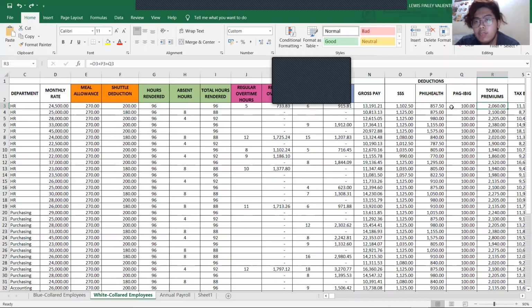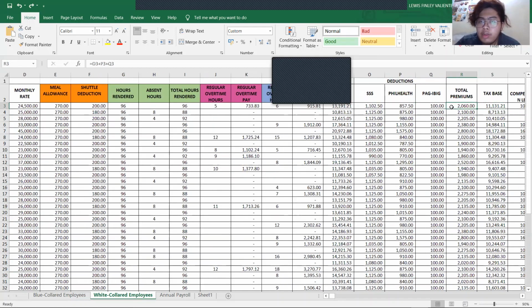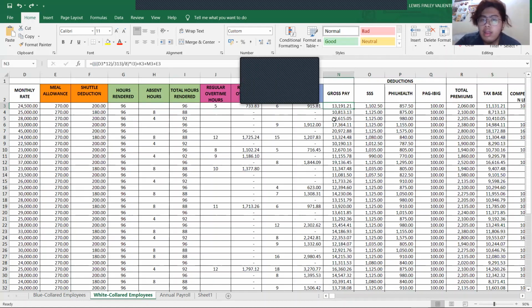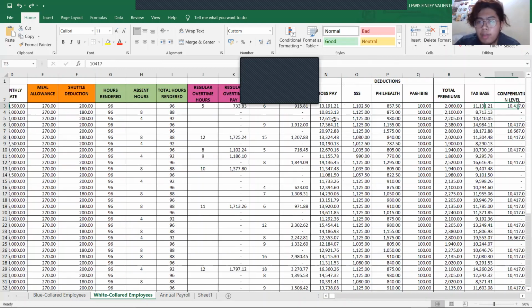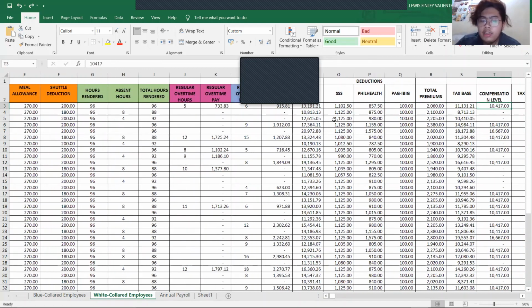For the total premiums, we just need to add the Pag-ibig, PhilHealth, and SSS all together. For the tax base, we need to subtract the total premiums from the gross pay here. And for the compensation level, we get this by referring to the revised tax table that was given.